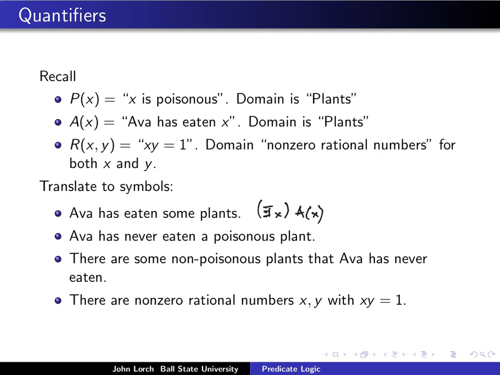All right, now we have Ava has never eaten a poisonous plant. Now there are a number of different ways that we might express this. The never sort of indicates that we should be using a universal quantifier. So for all x in the domain of plants, we have the statement that if it's poisonous, then Ava has not eaten it.